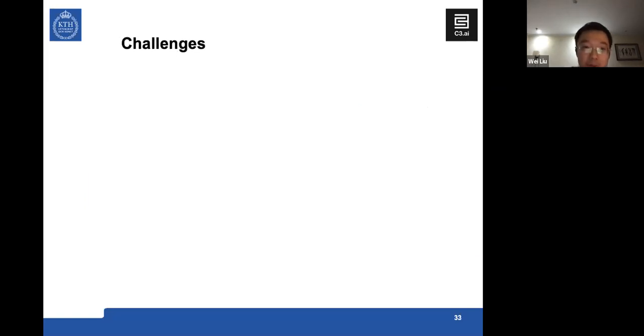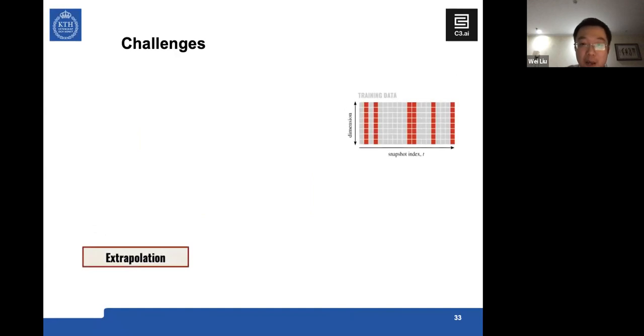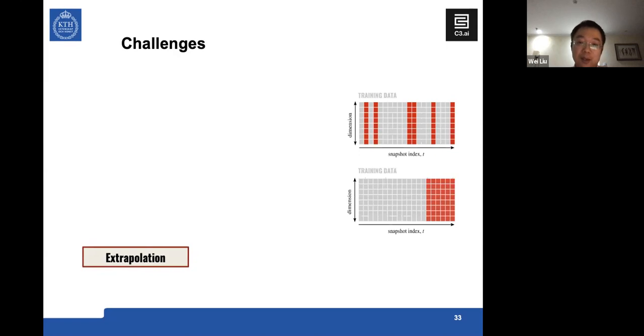But there are still a lot of challenges. The first one is extrapolation. We already found that the ANN works best at interpolating the data set. For example, as this figure shows, the grid area is the training data. If we do some interpolation, then it works well. And if we take the test data as the future, so we need to extrapolate and give inference about the future, it may not be that good.